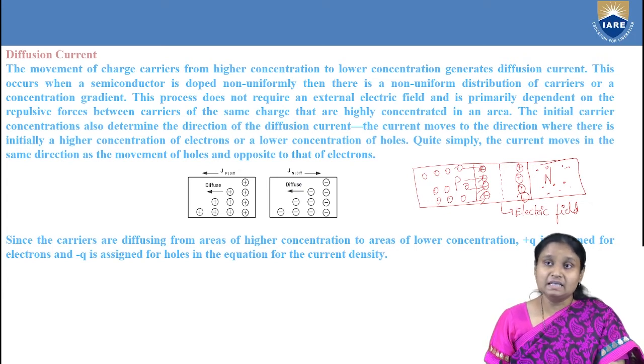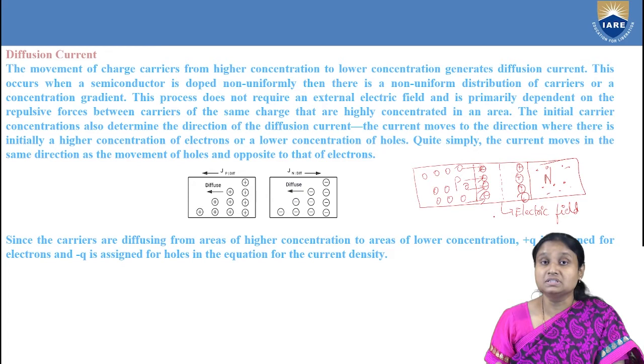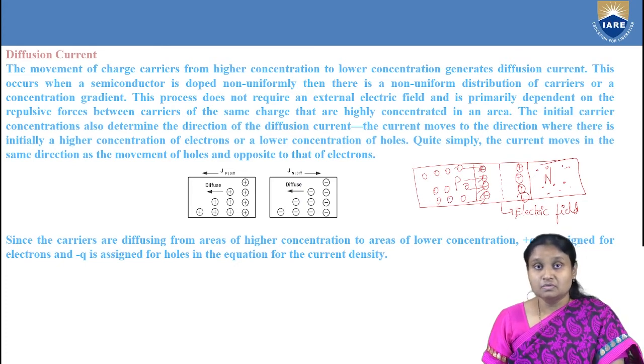But this electric field is also going to supply energy to these charge carriers to move. Because of this electric field, some of the charge carriers will be migrating across the junction, and this migration of charge carriers because of the electric field is called drifting. So what is drifting?